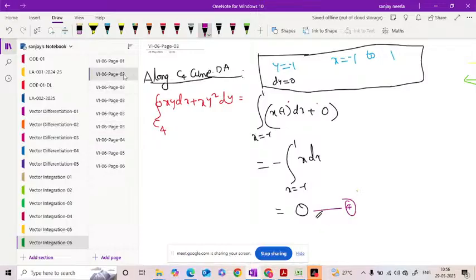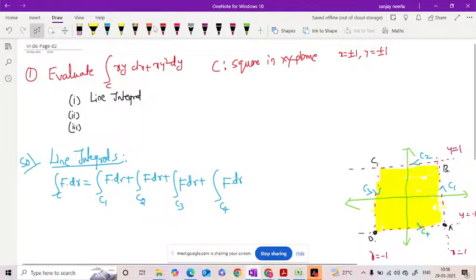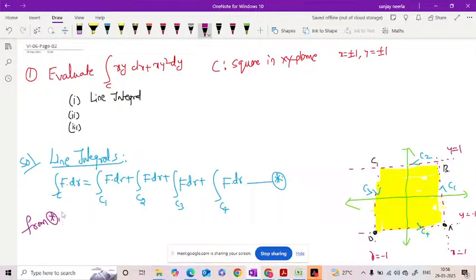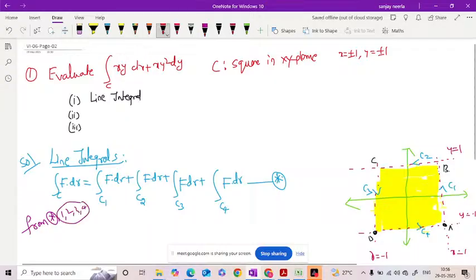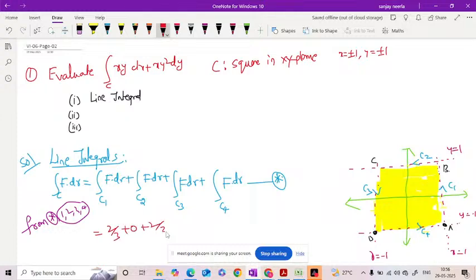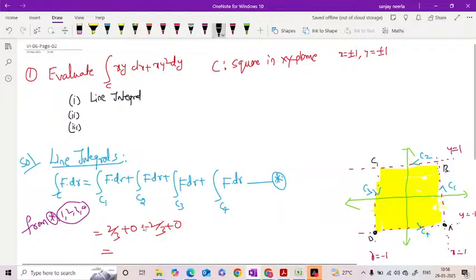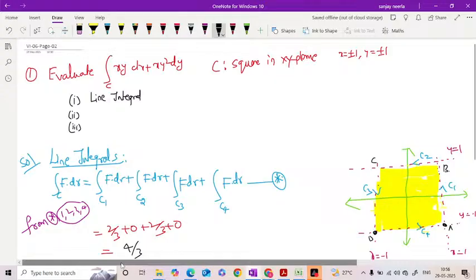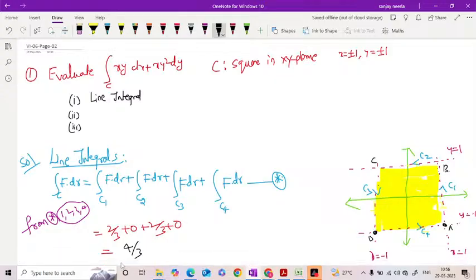Now come to the first one. Okay, assume this is the equation star. Now from the equation star, 1 2 3 4, this result is 2 by 3 plus 0 plus 2 by 3 plus 0, and we get 4 by 3. So this is by using the line integral.